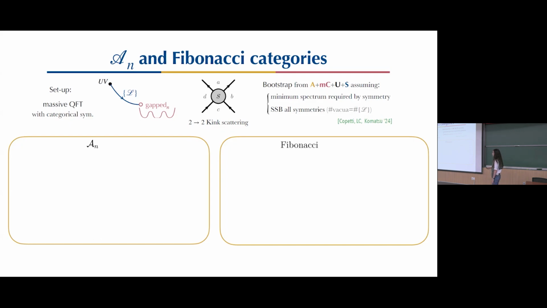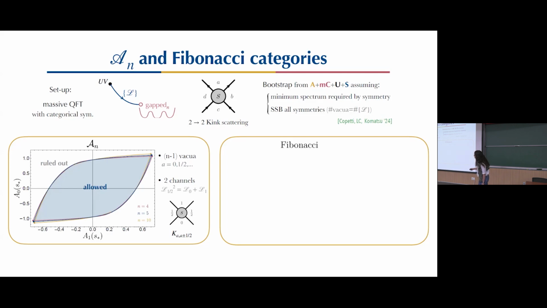And these are 2 categories, AN and Fibonacci. So the input here is that we have n-1 topological lines and vacua. There are 2 fusion channels given by this fusion rule here. So we have 2 amplitudes that we need to bootstrap. This is an example of an allowed configuration of the vacua. And your kinks interpolate between vacua that differ by 1/2.